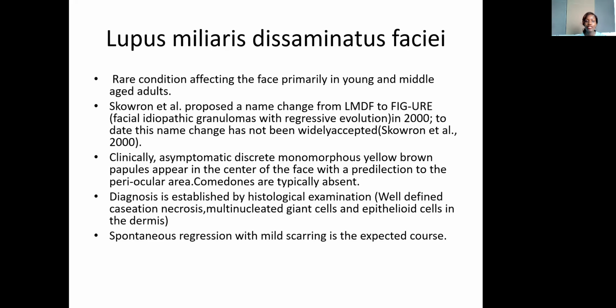The last condition we'll mention is lupus miliaris disseminatus faciei, and this is a rare condition affecting the face primarily in young and middle-aged adults. Clinically it tends to present as monomorphic yellowish-brown papules appearing on the center of the face with a predilection to the periocular area. And of course, comedones are typically absent. Diagnosis is established by doing a biopsy, where you'll see well-defined caseating granulomas with multinucleated giant cells and epithelioid cells. So spontaneous regression with mild scarring is the expected course.